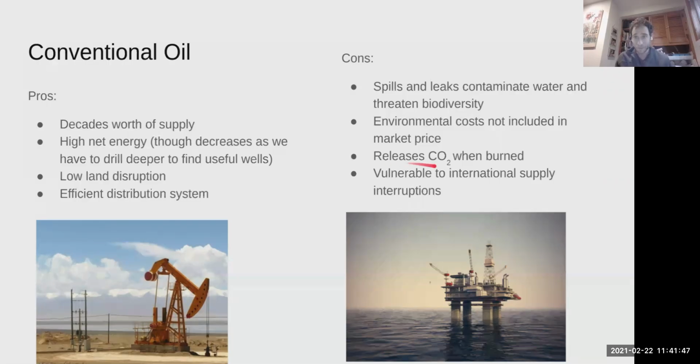Of course, it's a fossil fuel, so it releases CO2 when burned, a greenhouse gas, and it's vulnerable to international supply interruptions. This has happened a few times with Iran, for example, when Iranian oil gets blockaded and can't be sold, and that affects prices and availability. Because some countries are so dominant in their production, if their production gets disrupted for some reason, that can really affect the global supply chain.